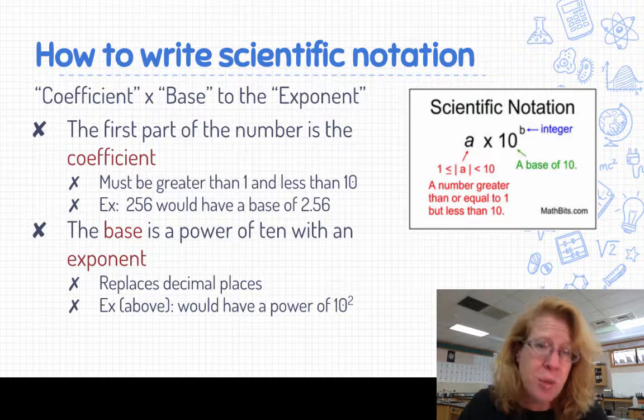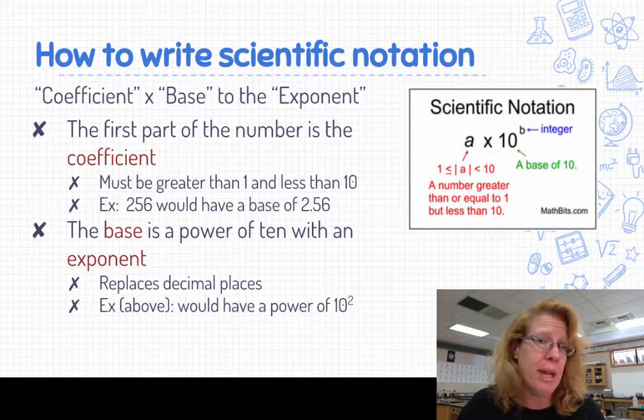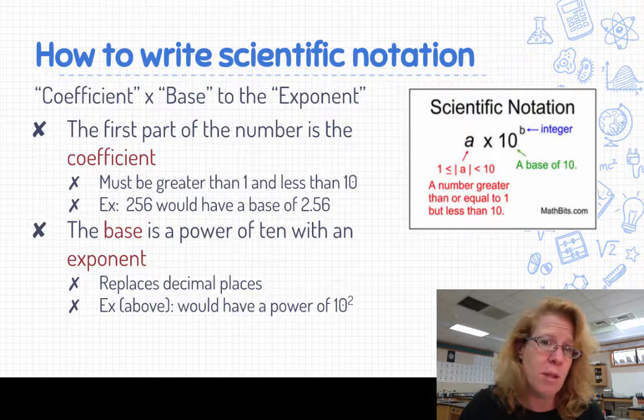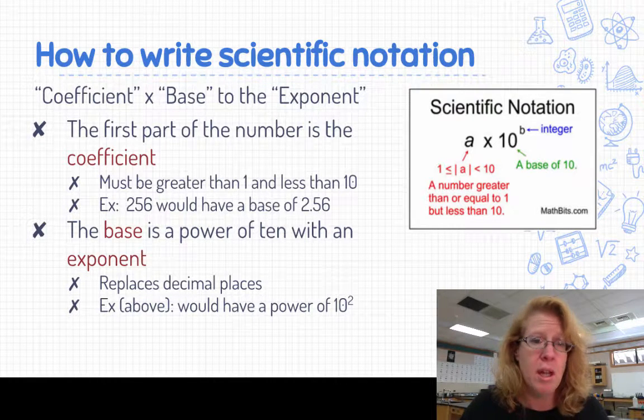You'll never have a two-digit number there. It could be 9.99999, but you would never say 10.5 times 10 to the something. So you've got to make sure that that decimal place, when you put it in there, is always between the first and the second digit. So 256 would have a coefficient of 2.56. You put that decimal place right up against that first digit.